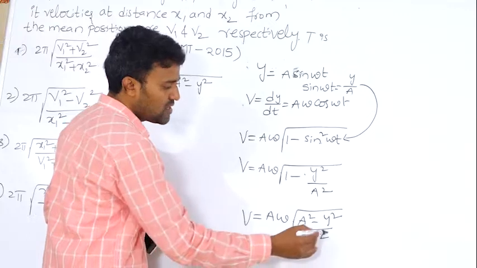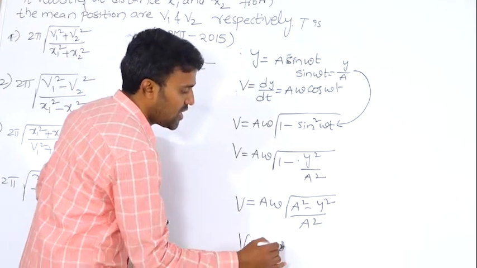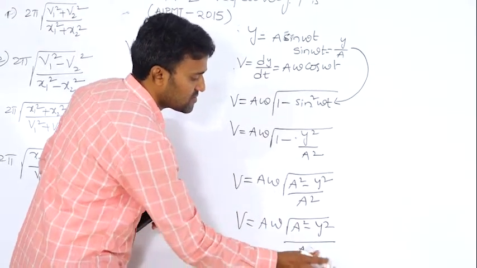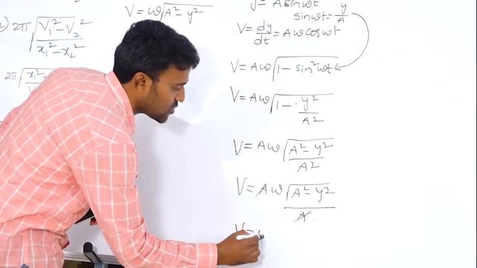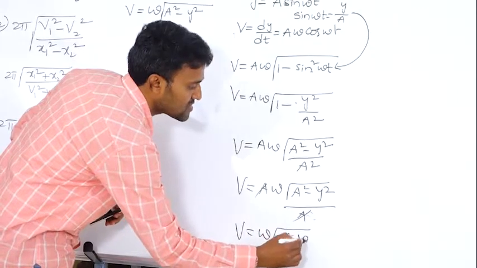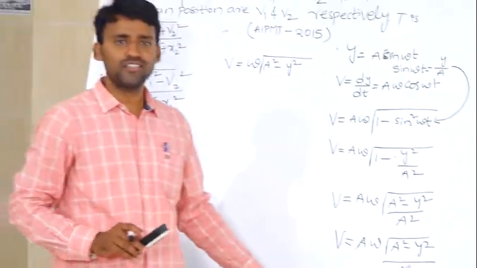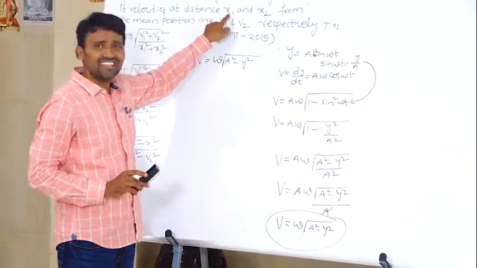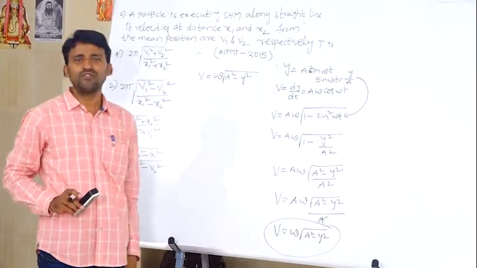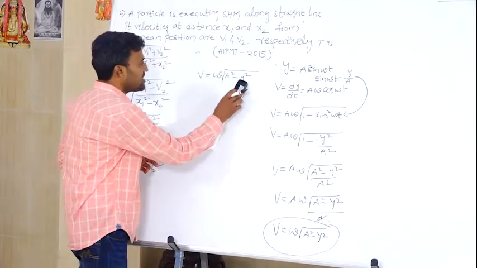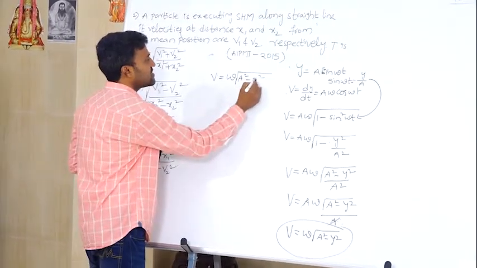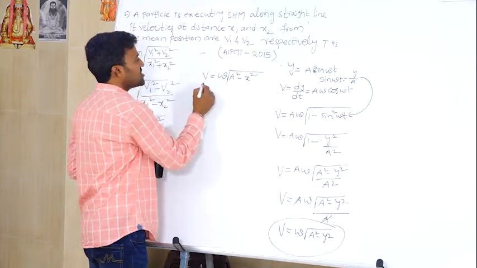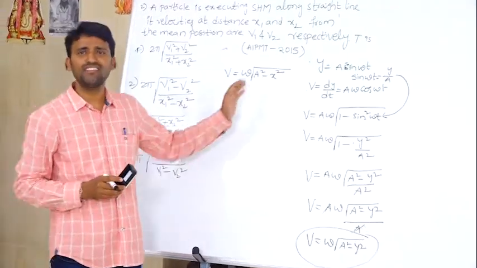If I take it out of the root, v = a omega under root of a square minus y square, divided by a. Both a get cancelled. v = omega under root of a square minus y square. This is the equation. But in the problem they gave x, while we have y. So instead of y we have to write x. Velocity is equal to omega under root of a square minus x square.